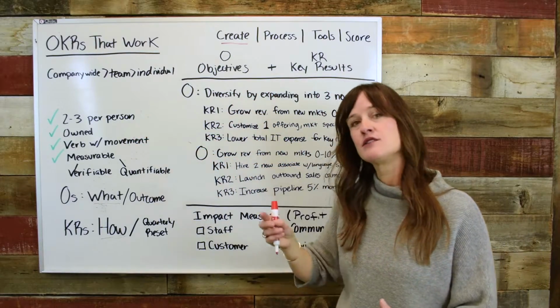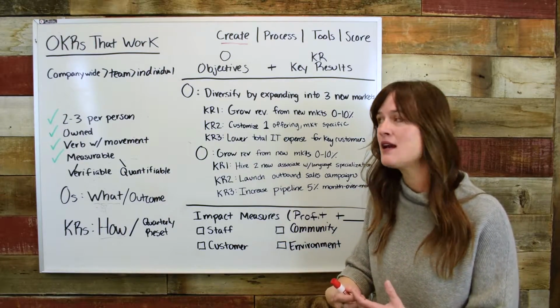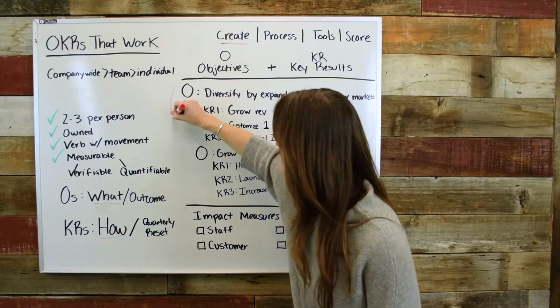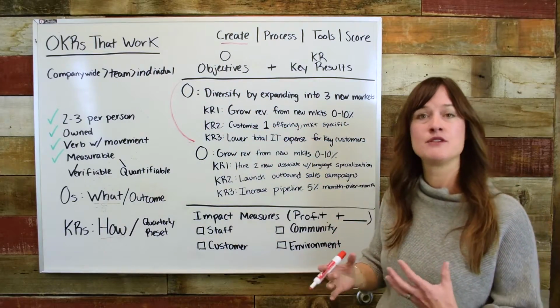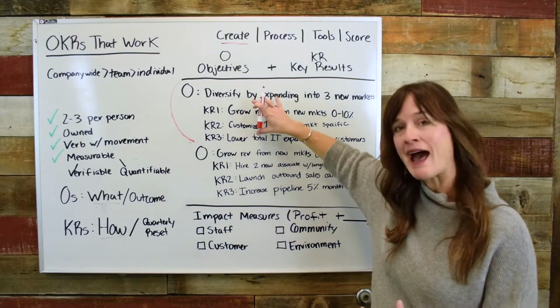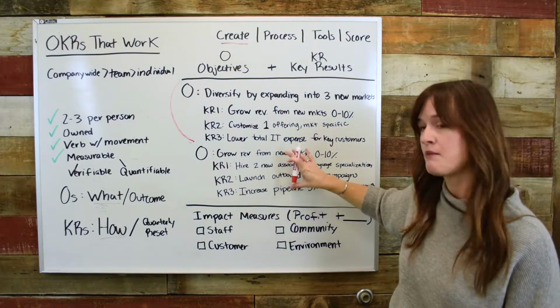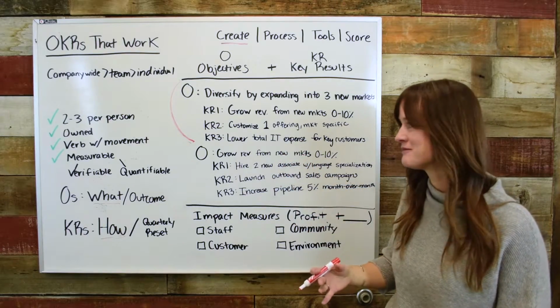A good guideline is 2 or 3 per person. Sometimes people say 5. We think that's too many. And again, we're saying this is 1. We like to keep it to 2 or 3. It needs to be owned. The whole stack is owned. So this might be owned by the CEO. This might be owned by the VP of marketing, etc.